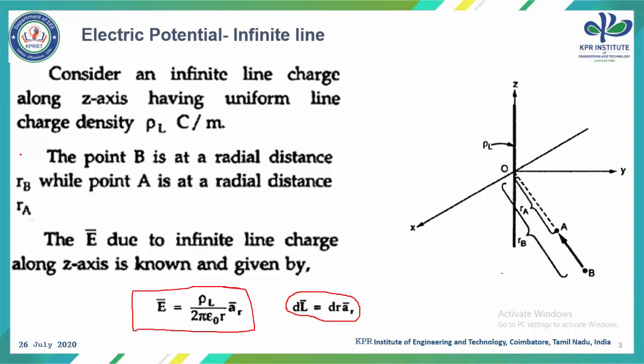Now consider an infinite line charge which is lying on the z-axis with a uniform charge density of rho L in coulomb per meter. The point P is at radial distance RB while the point A is at radial distance RA. Now the E due to the infinite line charge along the Z axis is known and is given by E is equal to rho L divided by 2 pi epsilon naught into R into AR vector. DL equal to DR into AR vector.